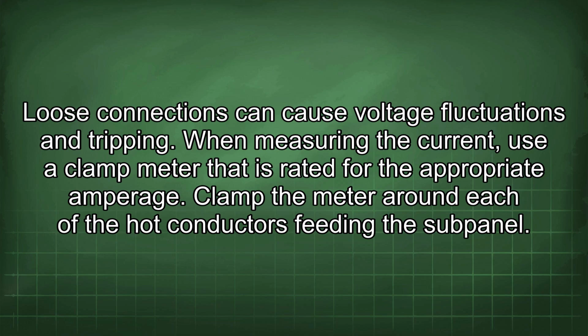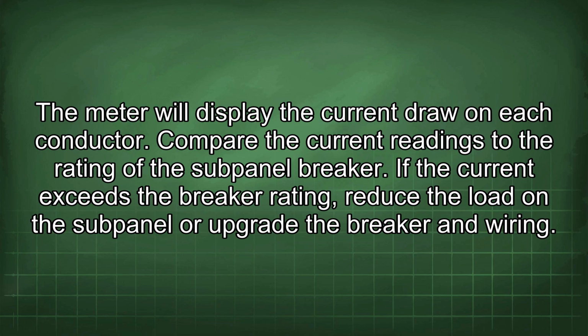When measuring the current, use a clamp meter that is rated for the appropriate amperage. Clamp the meter around each of the hot conductors feeding the subpanel. The meter will display the current draw on each conductor. Compare the current readings to the rating of the subpanel breaker. If the current exceeds the breaker rating, reduce the load in the subpanel or upgrade the breaker and wiring.